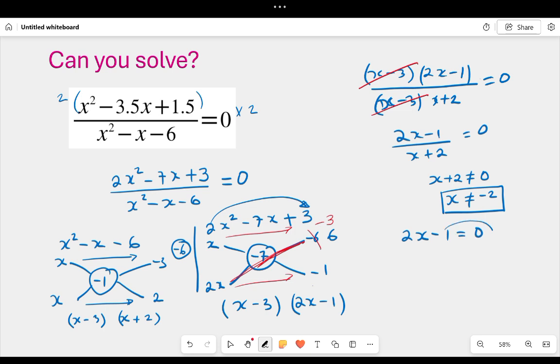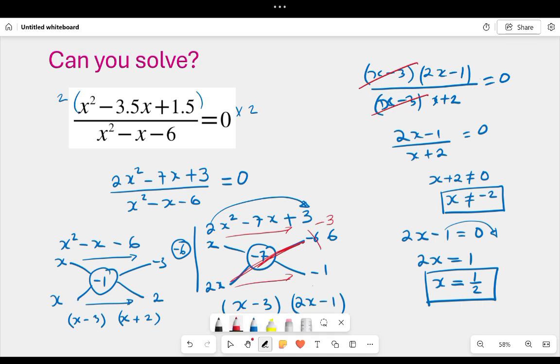Now moving negative 1 to the other side, we are going to have 2x is equal to 1, and therefore x will be equal to, you divide by 2 on both sides, a half. So our correct solution for this rational equation is going to be x is equal to a half.